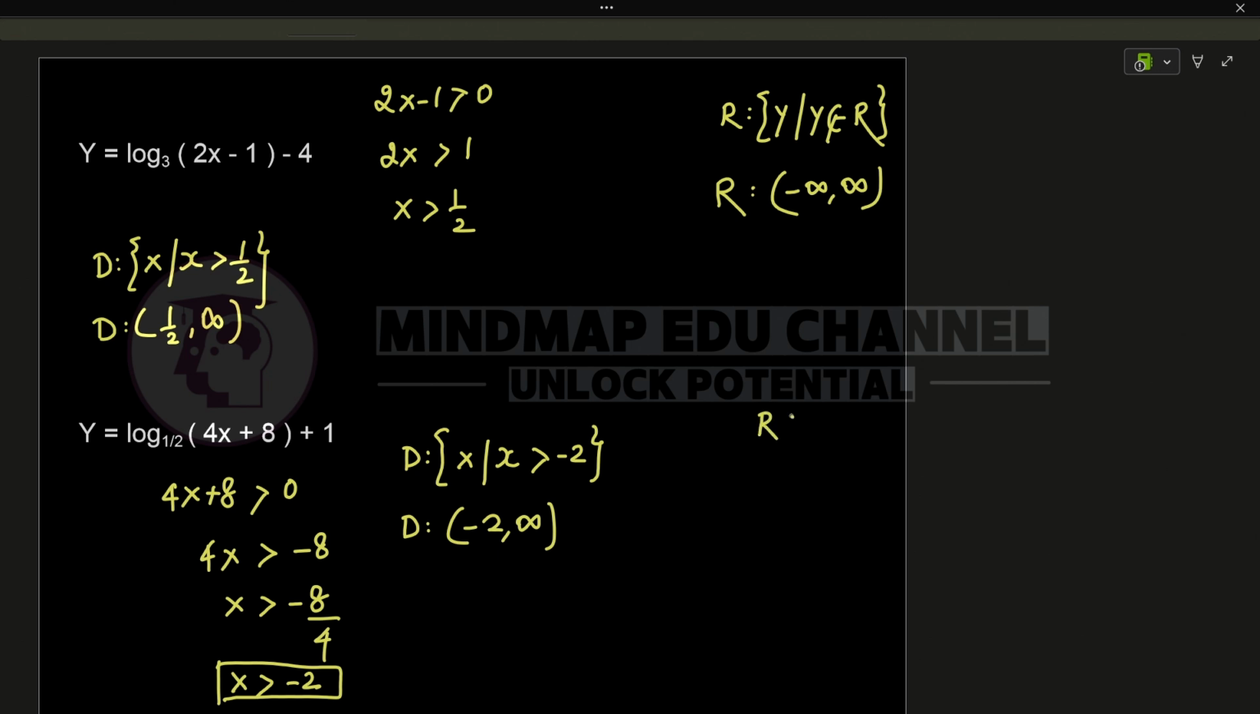And the range, as we know, for any logarithmic function will always be the set of y values such that y is the set of all real numbers. And in interval notation, the range will be given from minus infinity to plus infinity.